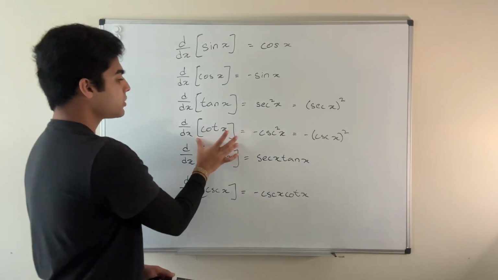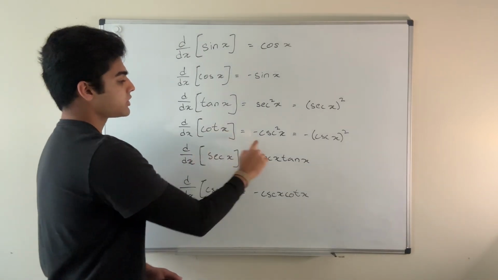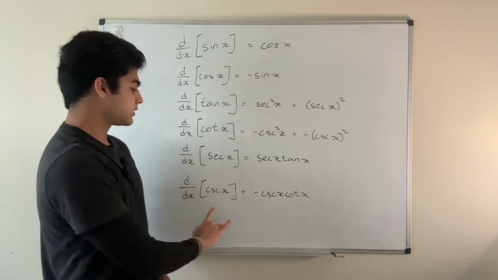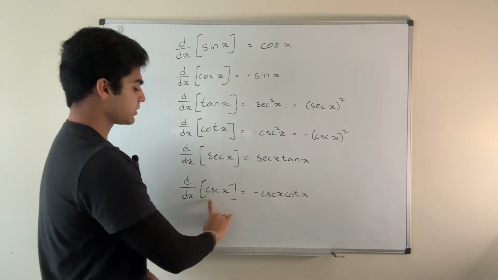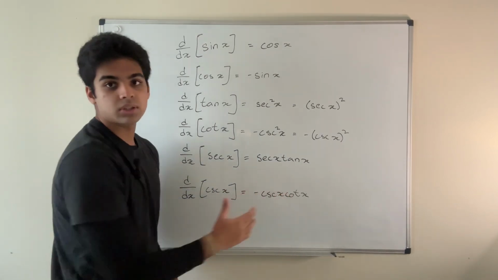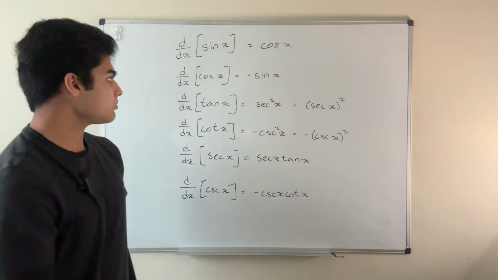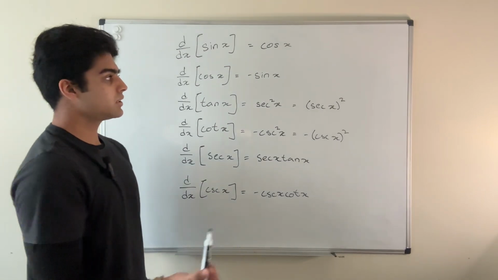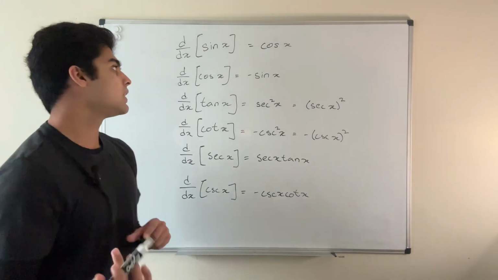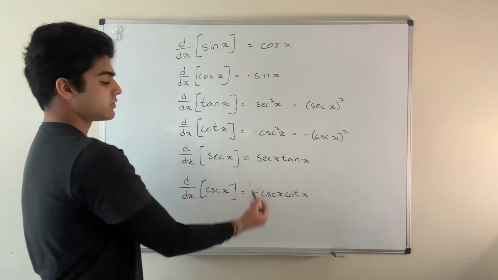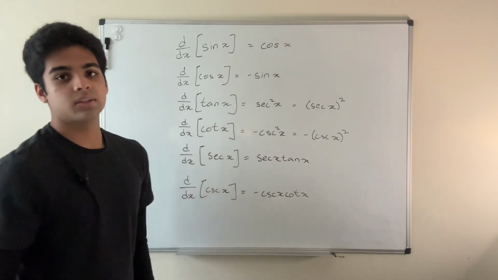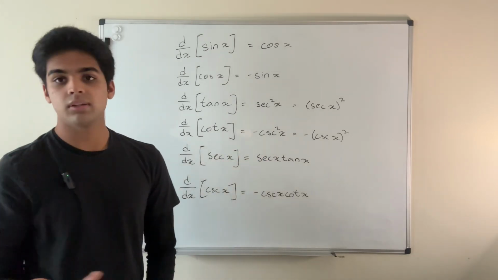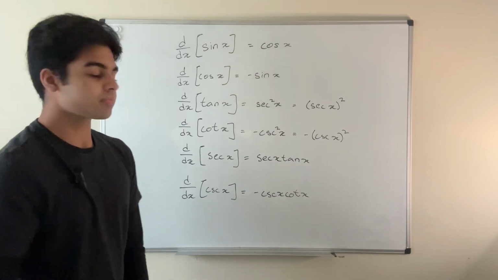But like with cotangent x, the c matches with the c, so cotangent, cosecant. Similarly with cosecant, the c's match with the c's, so cosecant and then cosecant cotangent. So if you look at the c's in the trig functions, then you can actually start to narrow it down a lot, because you already know that it's going to be negative, and then the c's go with the c's. So for cotangent, it's going to be cosecant squared, and for cosecant, it's going to be cosecant cotangent.